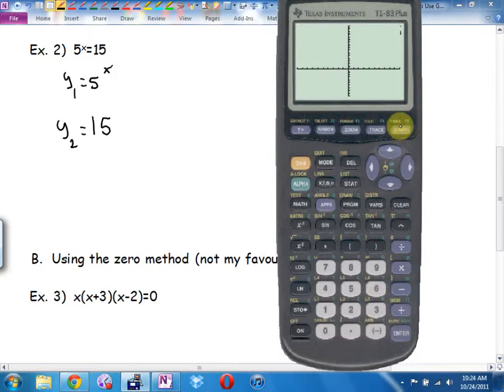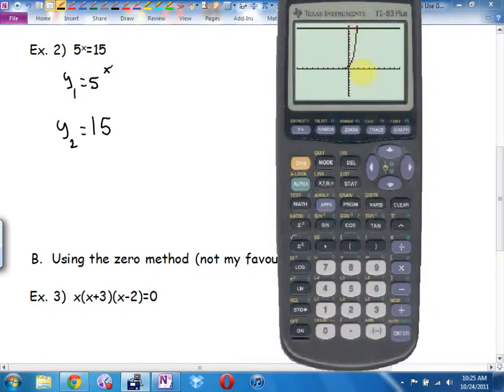There's y equals 5 to the x. There's the line y equals 15. Where is the solution here? What's the answer to this equation where this graph and this graph do what? Intersect. How many solutions are there, by the way? One. And you know what? I can even tell you it's just below 2. The x value is going to be like 1.8 or something like that if I'm reading my scale properly.